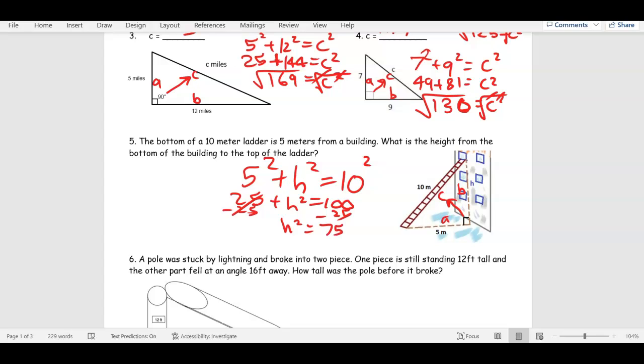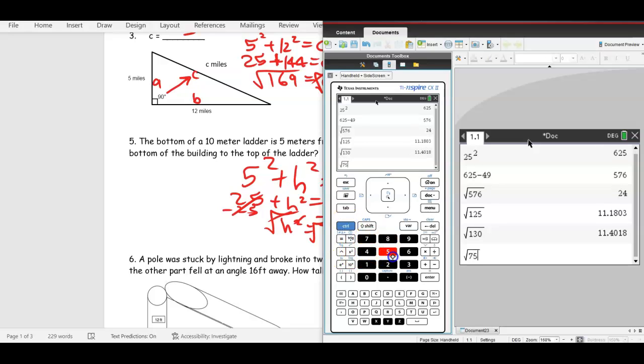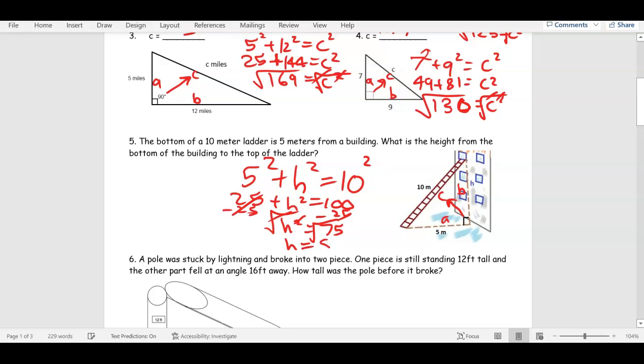All right, and height, I definitely need the decimal. So to get rid of the square, we square root. What is the square root of 75? 8.66. And what were my units of measure? Meters. Okay.